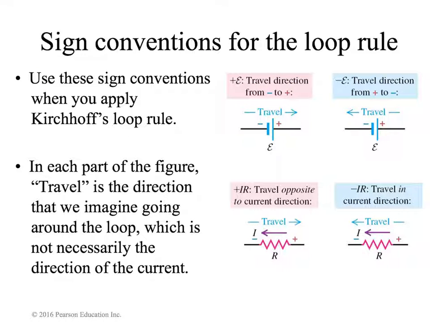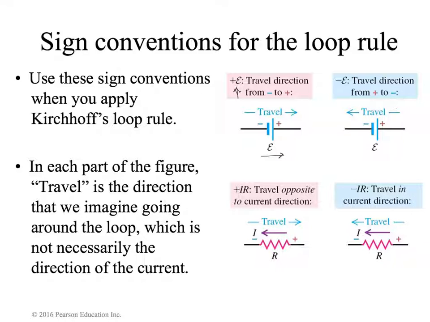So there are some sign conventions for us to remember as we're traveling around the loop in terms of deciding whether we're going to gain potential or lose potential. So let's look at batteries first. If I'm going around the loop and I travel through a battery from the negative terminal to the positive terminal, that's going to be a potential gain equal to the voltage of the battery. So that's a plus E right there.